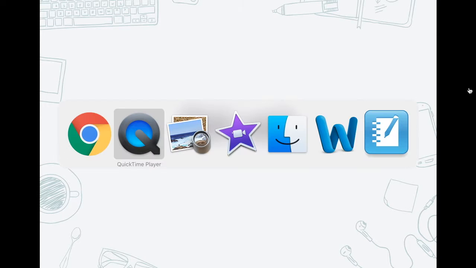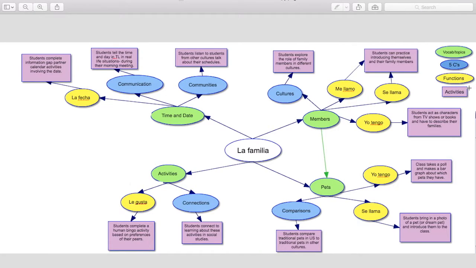So here is my unit web that I made for La Familia. So I made mine a little bit differently. I actually started with the 4 kind of main topics that we're talking about. That was easier for me to sort out in my head. So the first, probably most important one for La Familia is the family members. So in this topic, they're connecting to cultures because they're exploring the role of family members in different cultures. The functions they're learning are me llamo, my name is, and se llama. We should be kind of familiar with this from the past, but students will be working on introducing themselves as well as introducing family members.